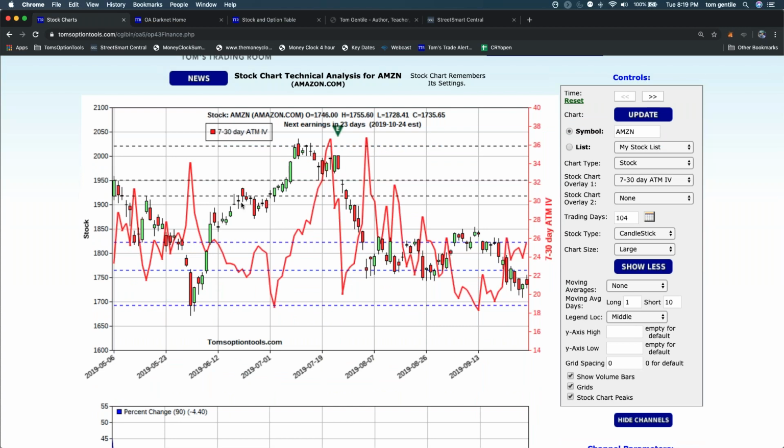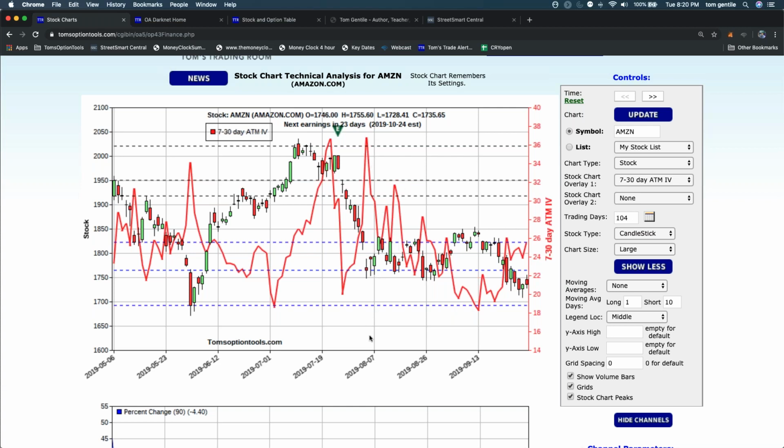First, we have the candlestick of Amazon going up and down, but you've got a red line on here too. This red line represents all of the 7 to 30 day options that are at the money each and every day. What we do is calculate an implied volatility number on it each day, and we're able to actually create lines out of this.